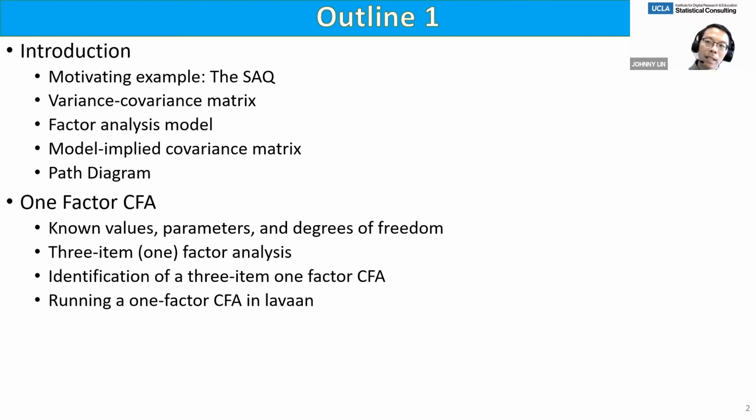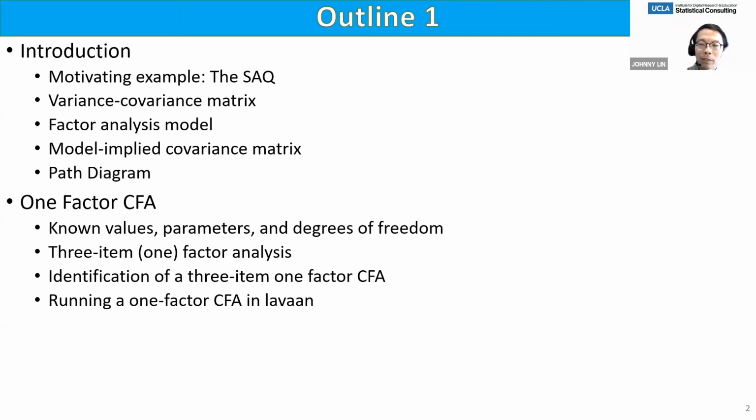I like applying what I know to a data set. So instead of always just focusing on the theory, we're going to motivate this example with a fake data set called the SAQ, and I'll explain what that means. I come from a psychology background, so I'm very familiar with questionnaires and Likert-type scales, and that's where factor analysis came from too.